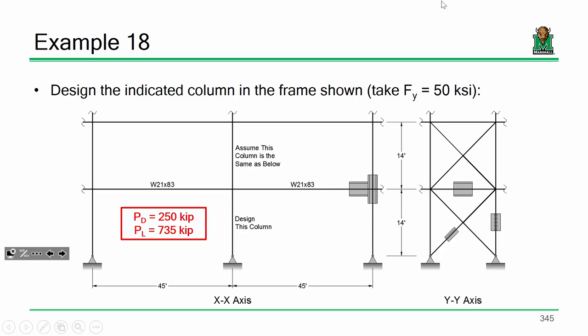So we've got this frame. Let's take a little bit of time and understand what's going on with this frame. Let's just sort of digest this before we do any math. And I'm not going to lie to you, this example is going to take a little while because we're going to have to go pretty methodical and do a fair amount of work. So let's design the indicated column and frame below. We're designing that first story column. First off, we know Fy is 50 ksi, which makes our life a little easier using the design aids. We've got a dead load of 250 and a live load of 735.